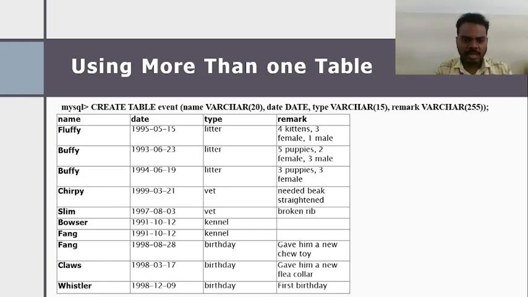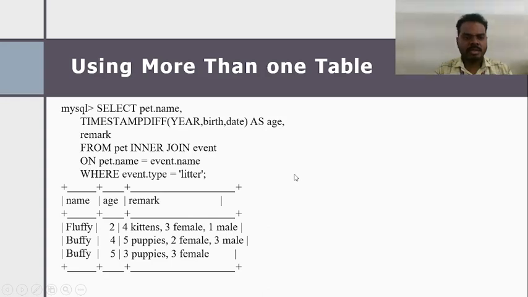So I am going to create an event table like this. I have the name of the event, date of the event, type of the event, and remark. So I am going to use the join command here. I am going to show the difference between birth date and the current date. So based on year calculation, in the output it will show the pet name, the age of the pet, and the remark of the pet. Okay. So I am going to use inner join here.